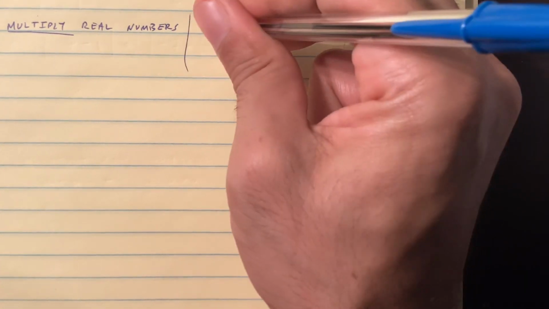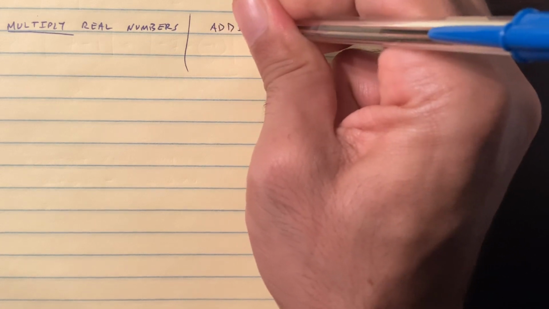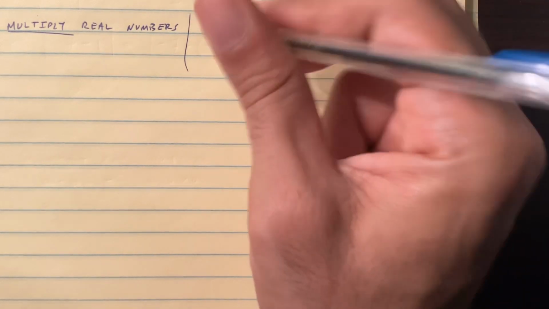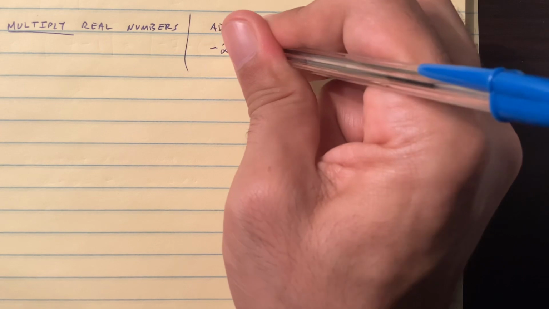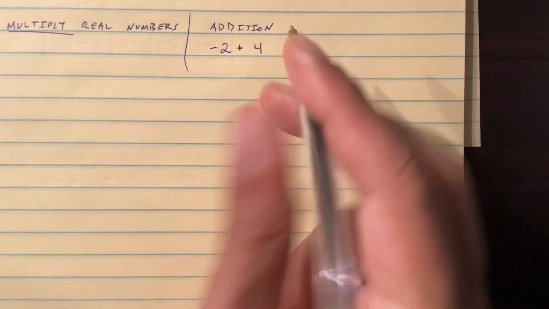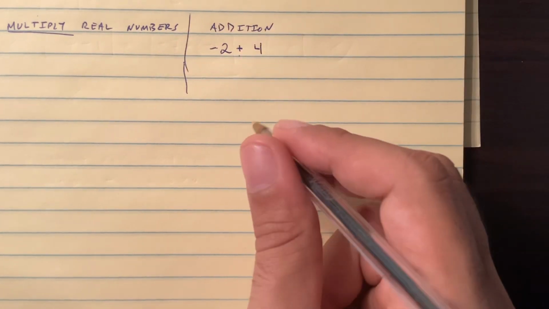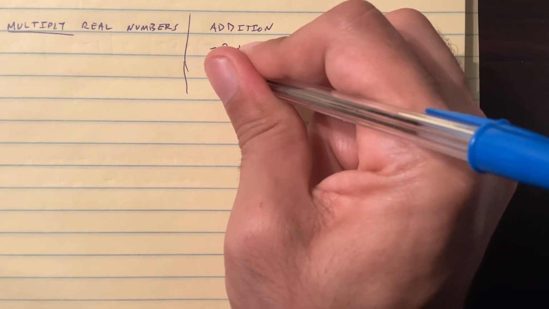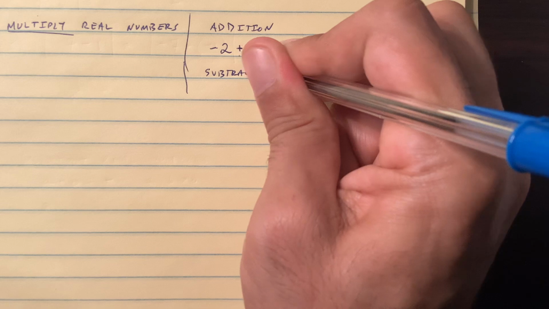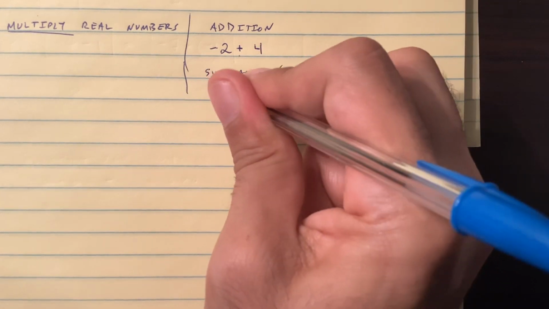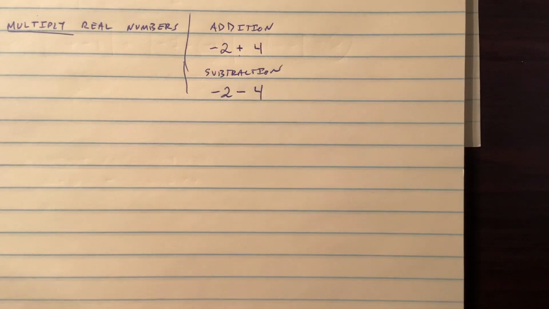Because in the case of addition, we saw that the two numbers, let's say -2 and 4, were separated by a plus sign. For subtraction, they were separated by a minus sign.